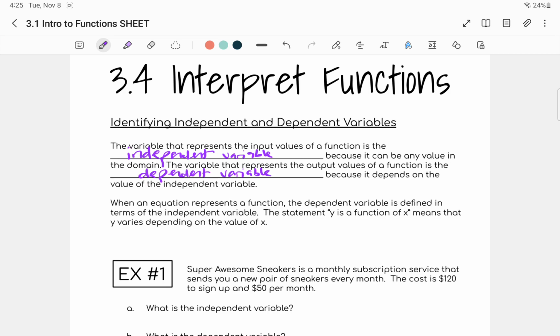When the equation represents a function, the dependent variable is defined in terms of the independent variable. The statement y is a function of x means that y varies depending on the value of x. So let's look at example number 1.